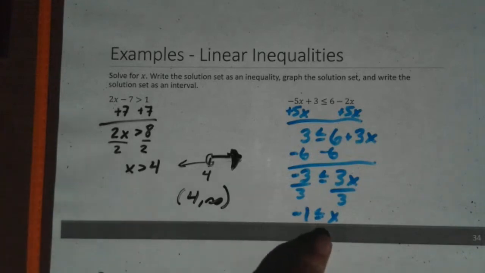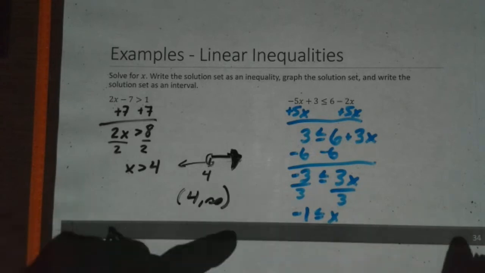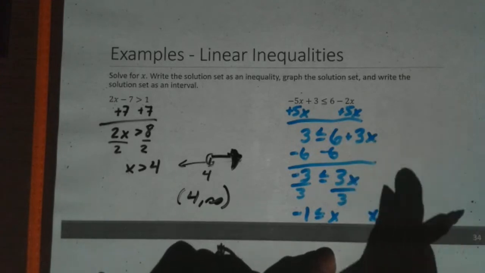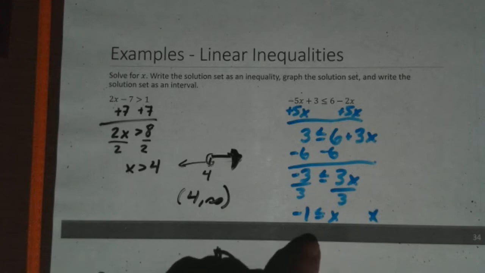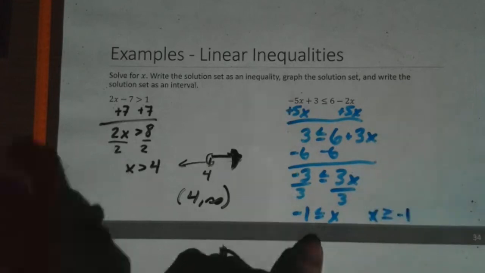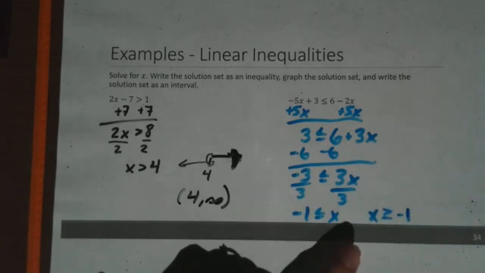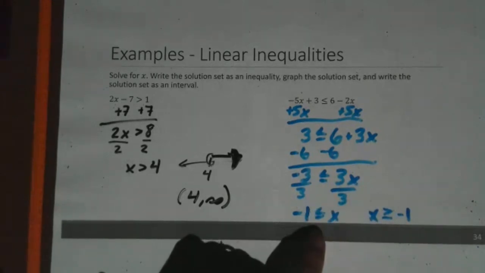Now, it's not typical to have the x on the right-hand side. We like to have x on the left-hand side. So what I'm going to do is flip this inequality so that x is on the left-hand side. But we have to recognize that this statement is saying negative 1 is less than or equal to x, meaning negative 1 is smaller than x. x is bigger than or equal to negative 1. So when I move the x to the left-hand side, it's going to look like x is greater than or equal to negative 1. These mean the same thing. They're both saying that x is greater than or equal to negative 1.